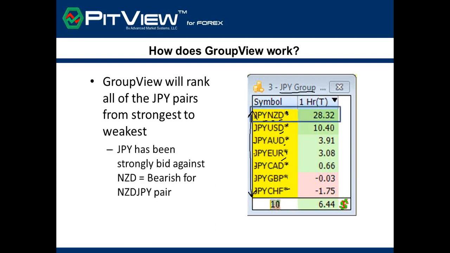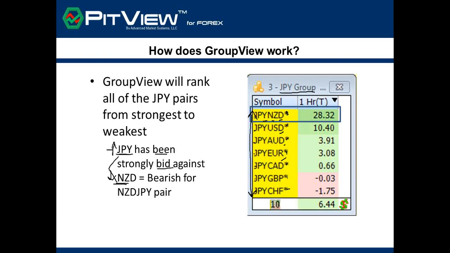So in this case, this does establish, okay, the yen is very strong against New Zealand. So it's been strongly bid against the New Zealand dollar, meaning more buying pressure for the yen, more selling pressure for New Zealand. This is good for yen. This is bad for New Zealand.